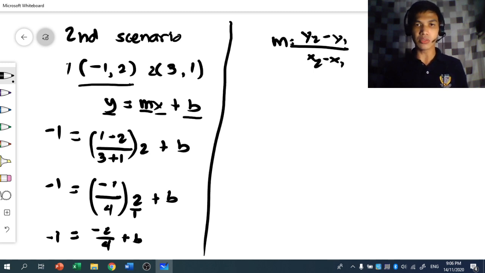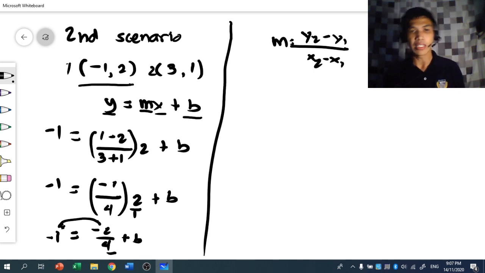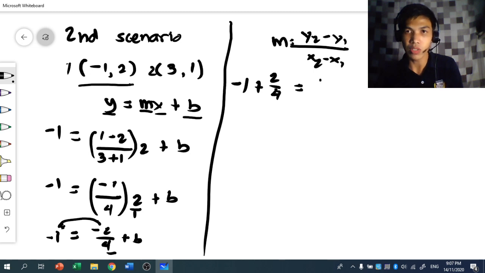Okay, so let's continue. Let's transpose that, sorry, let's make it 0, the -2 plus 4, to move it to the left side. So it will become -1 plus 2 over 4 is equal to -2 over 4 plus b plus 2 over 4.